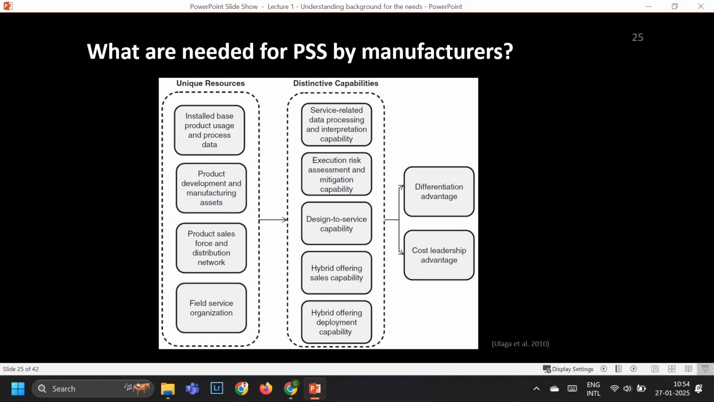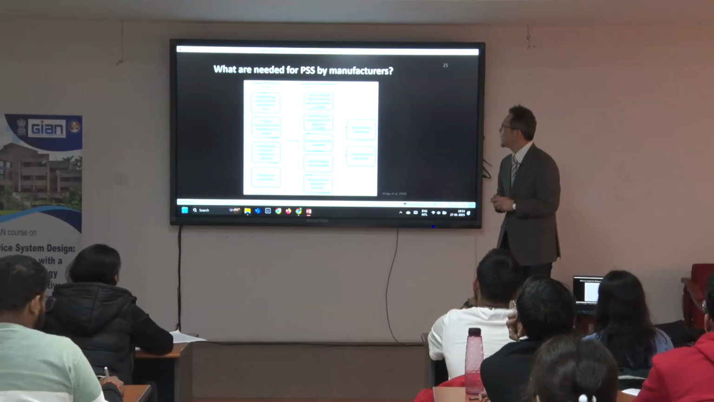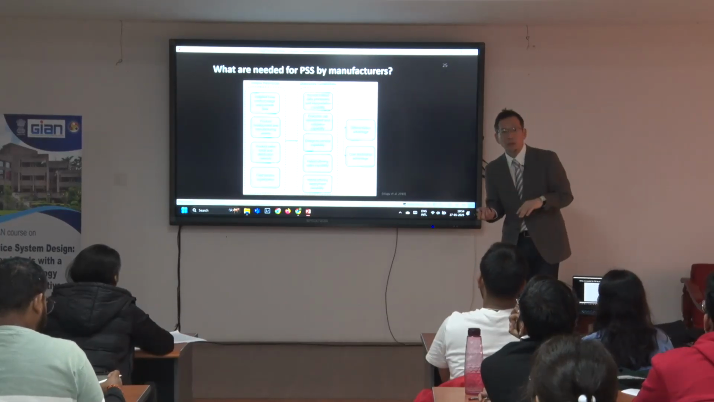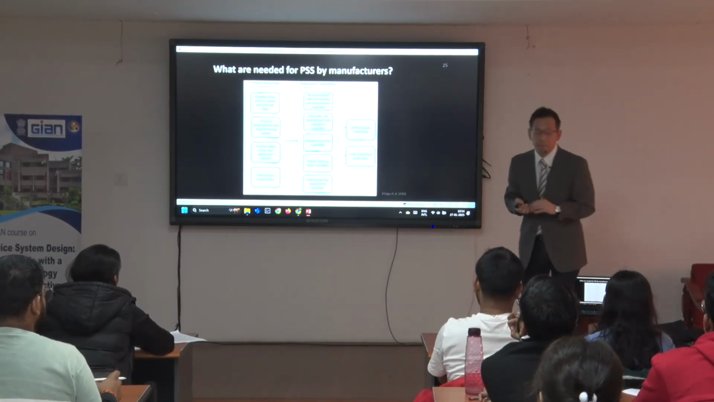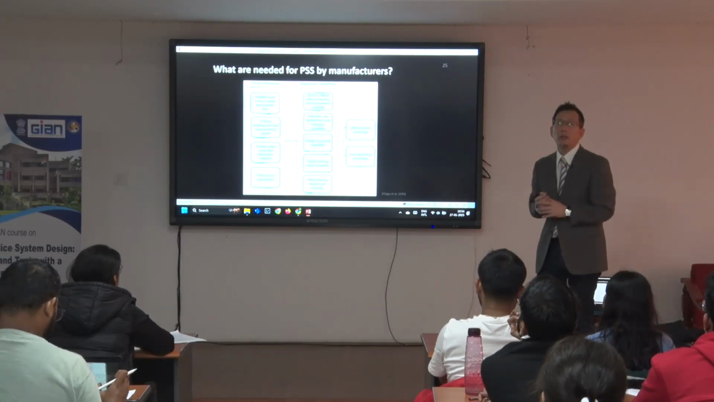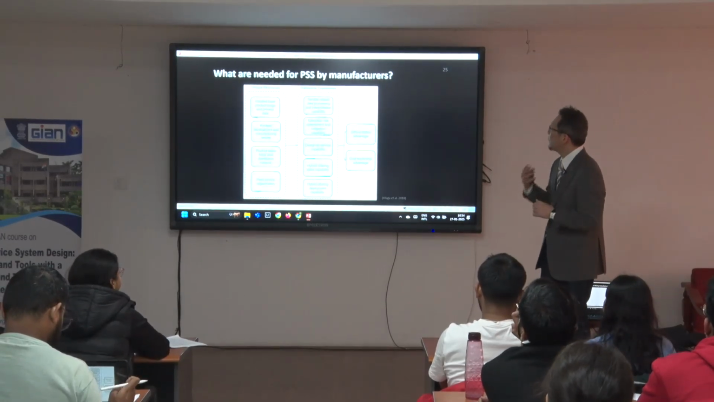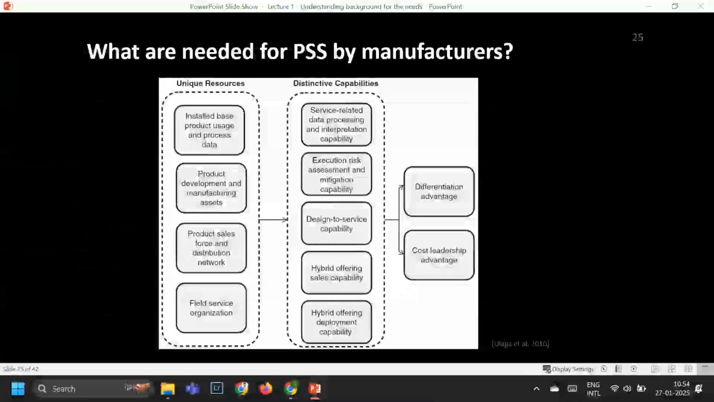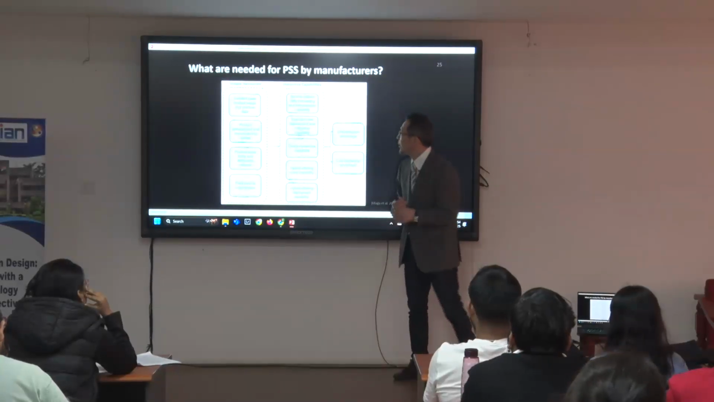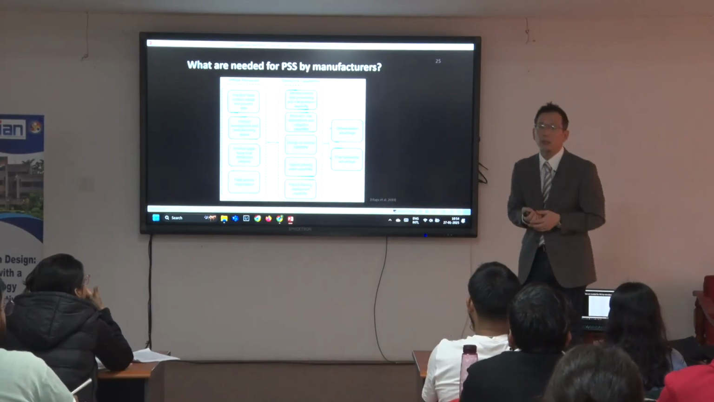Marketing scholars described what is needed for product service systems by manufacturers. They didn't use the term PSS, but they meant exactly the same thing. So from the marketing scholar's point of view, what are required as distinct capabilities for a manufacturing organization moving to PSS are these 5. And one of these is design to service capability, which is exactly about PSS design.